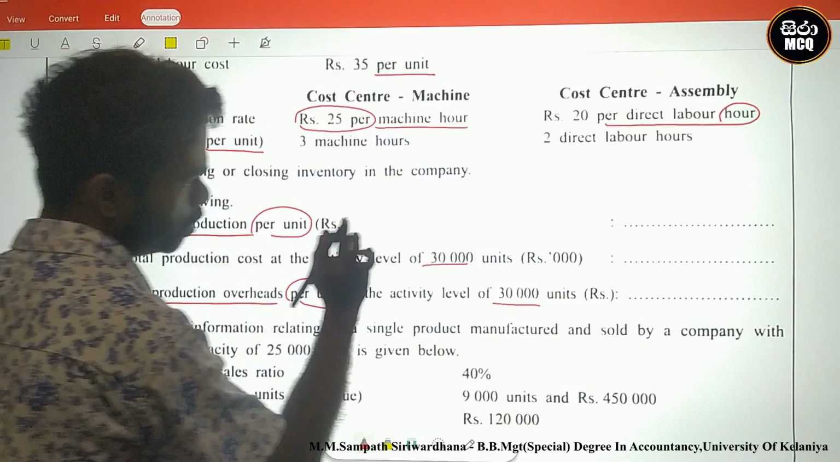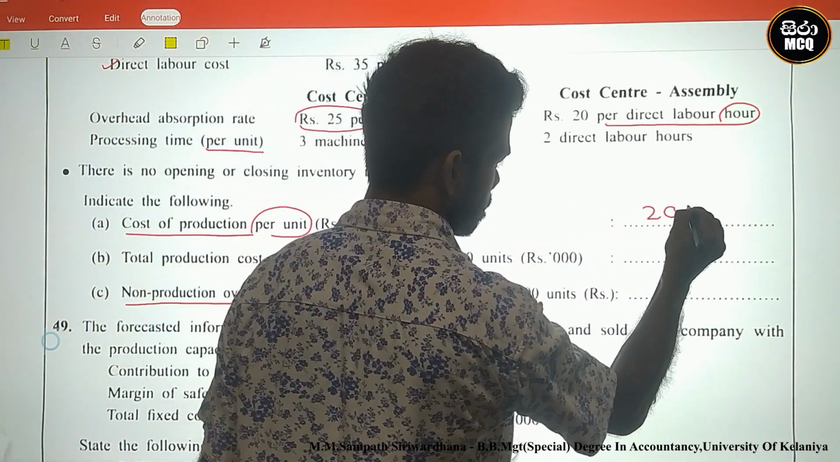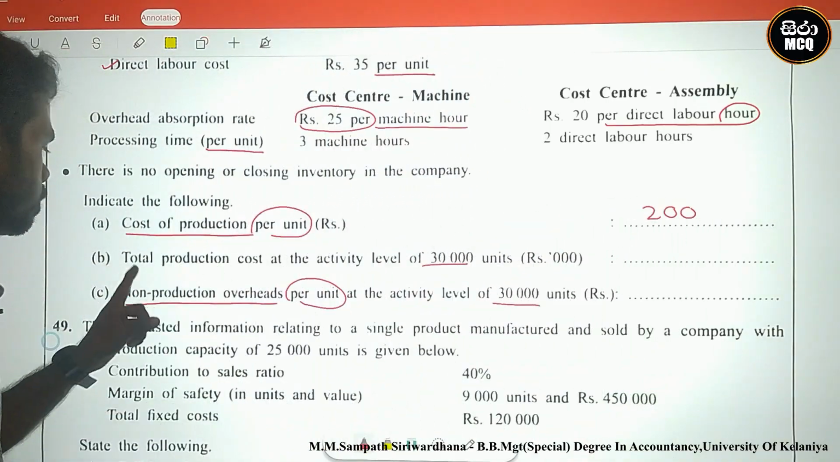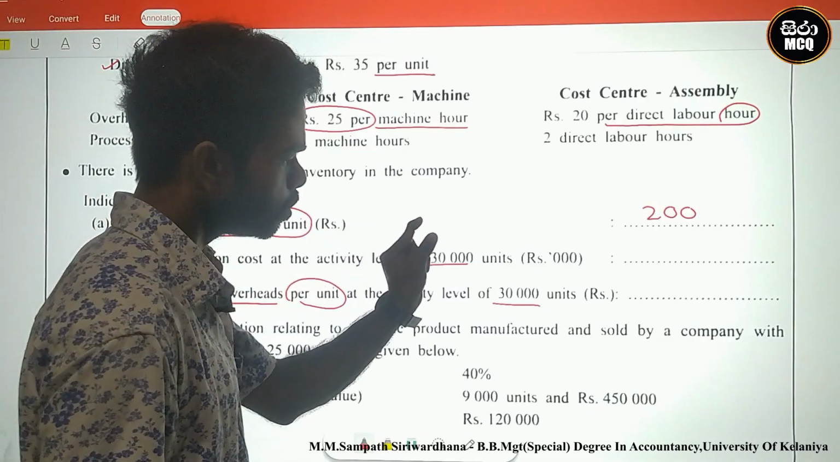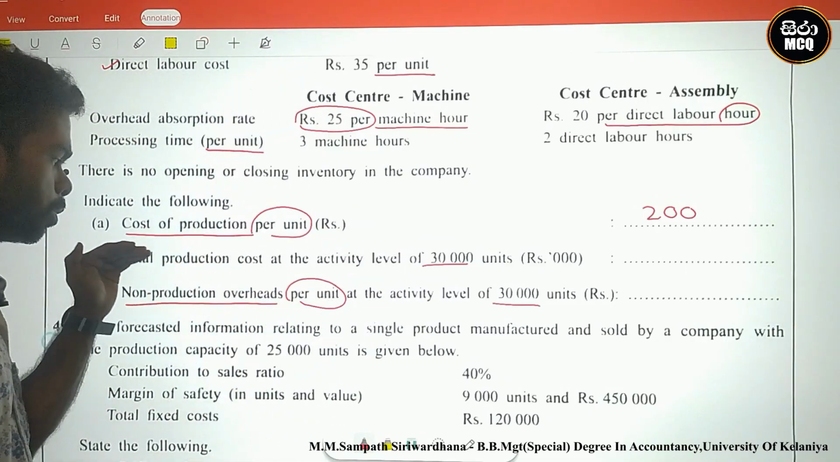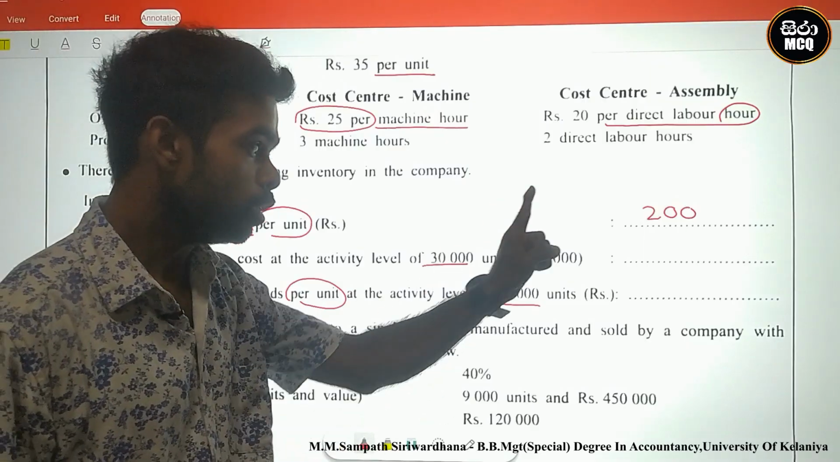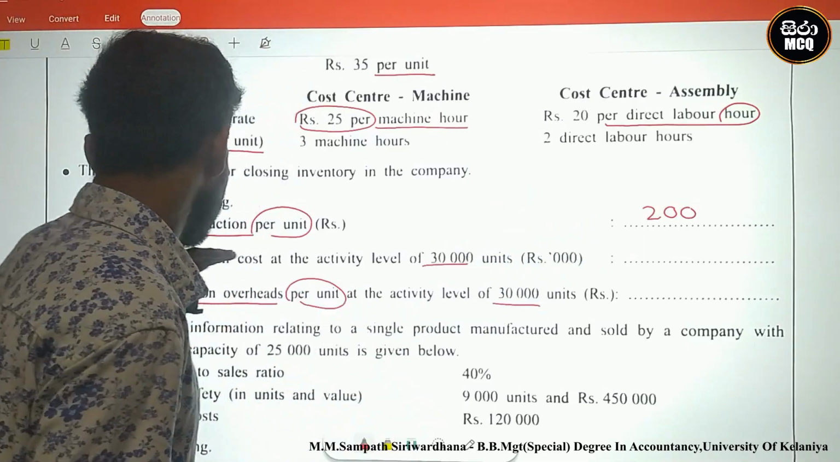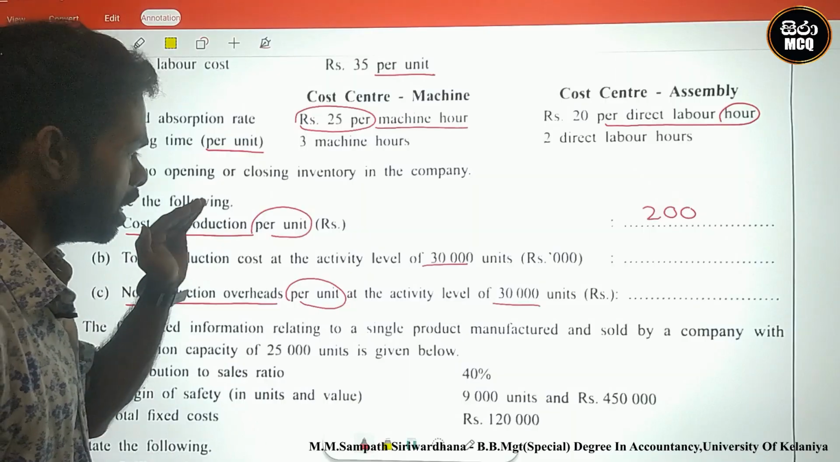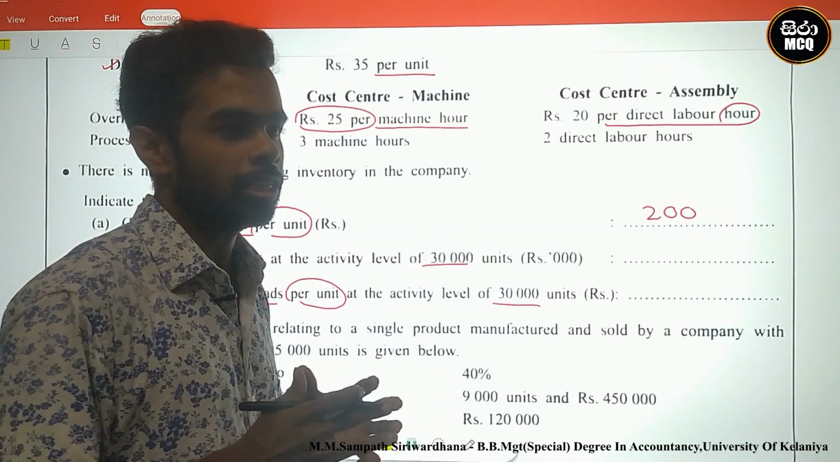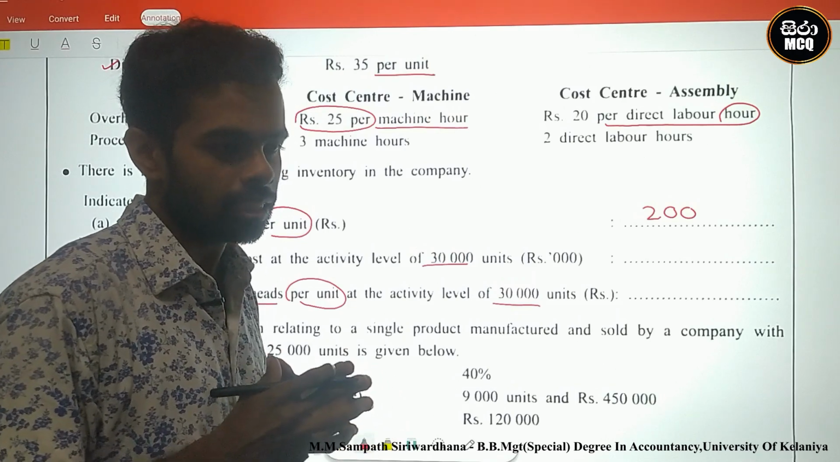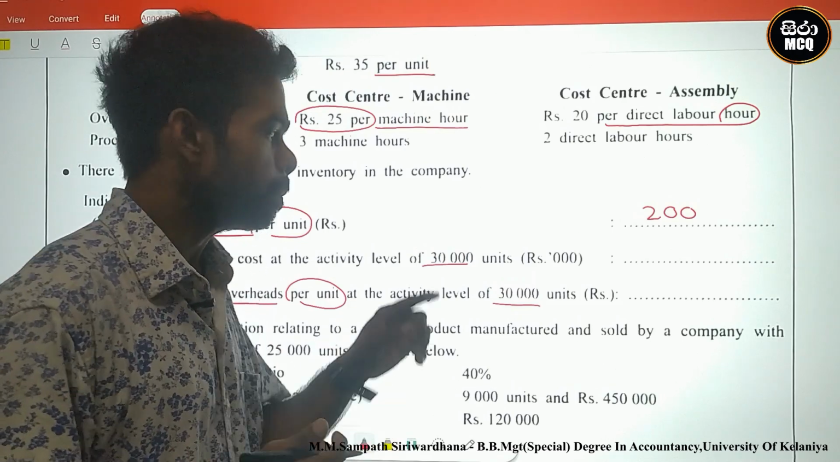Total cost of production per unit is 200 rupees. Next one, total production cost at the activity level of 30,000 units. This is the total production cost. We know the unit production cost. Okay, total production cost at the activity level of 30,000 units. There is a requirement where 30,000 units are produced.